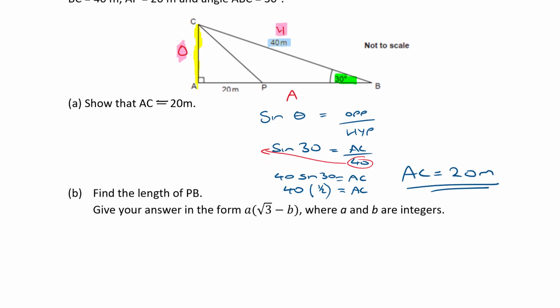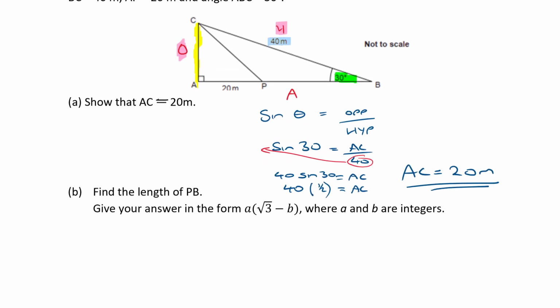Now in part B we're asked to find the length of PB. Now PB is, well, it's this bit down here, isn't it? Okay, which is part of the adjacent of the triangle ABC. So I think what we're going to have to do is use trigonometry in ABC again to find this distance AB and then subtract 20 from it to find PB. I think that's going to be the easiest way of doing it.